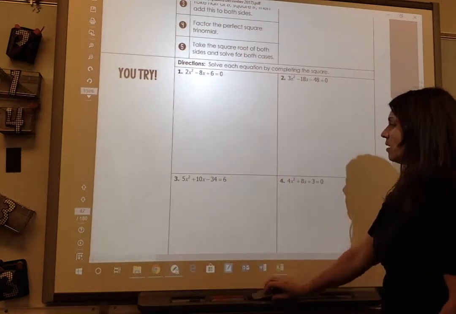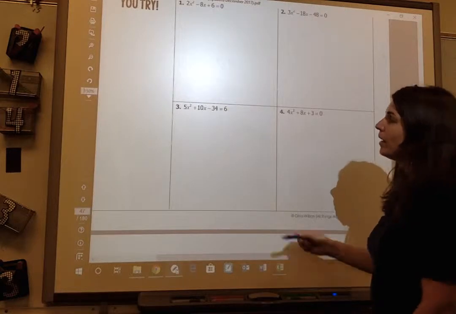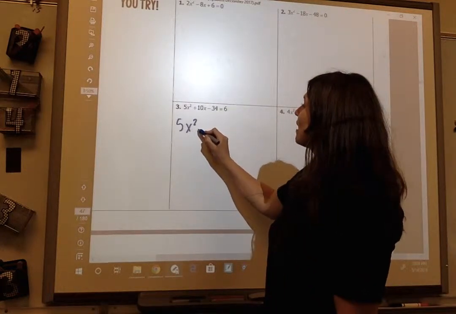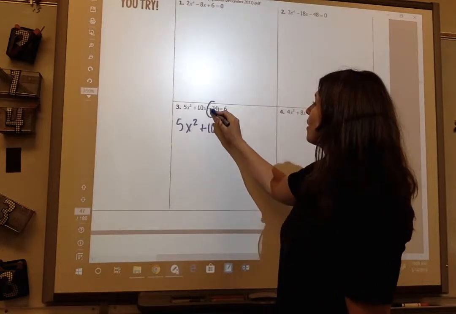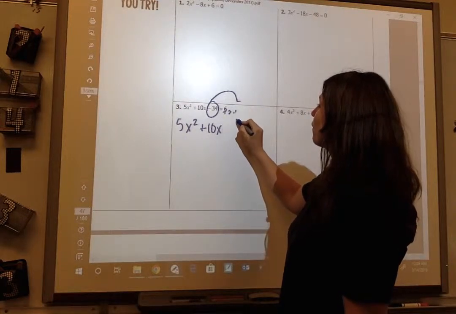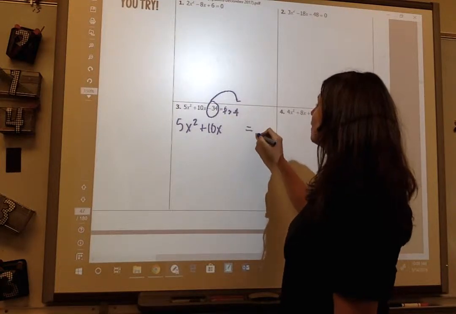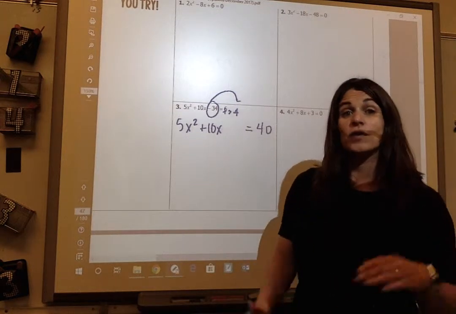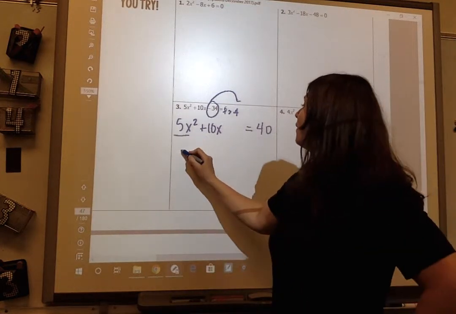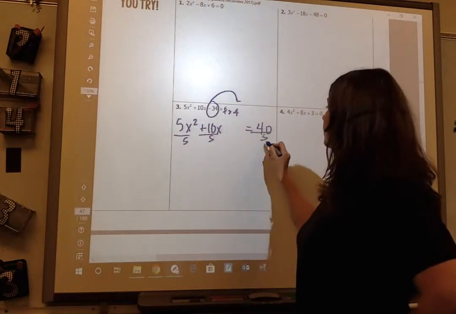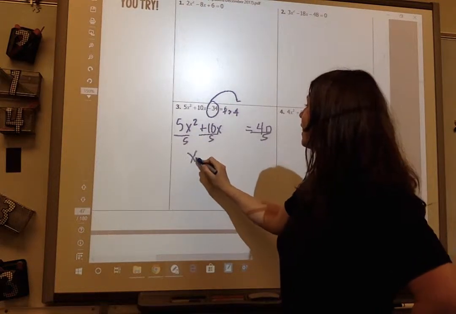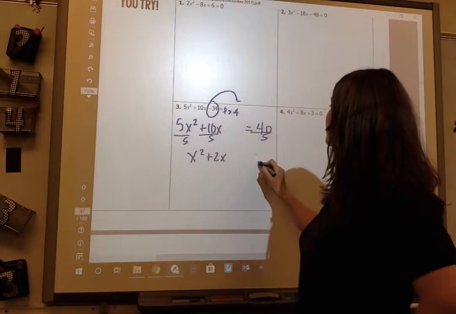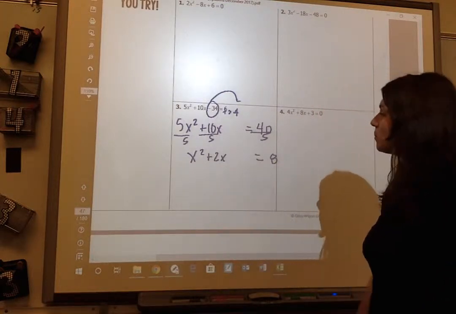Let's do number 3. All right, so let's take a look at number 3. Again, quadratic term stays, linear term stays. Get rid of that constant term, so I add 34, which makes it 40. Now, I got to get rid of that 5, so I'm going to divide everything by 5. That's that equality piece. Whatever you do to one thing, you do to everything. And I get x squared plus 2x equals 8.